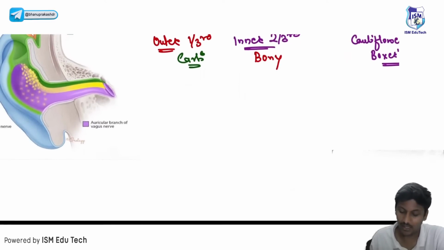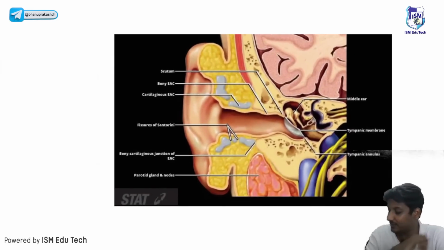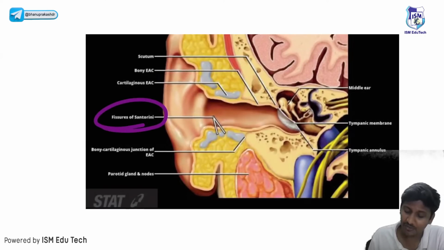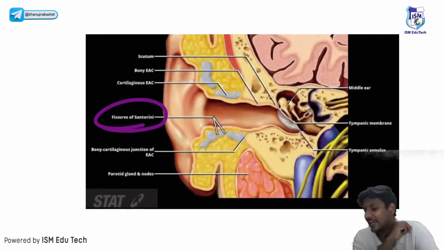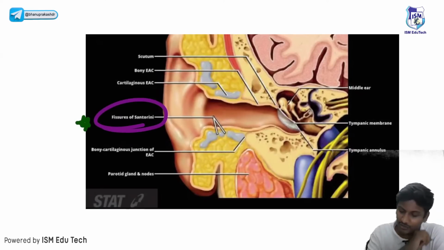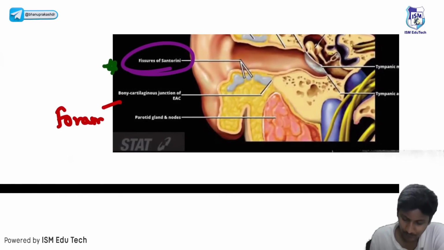Now in this external auditory canal, you will be able to see there are two natural defects. The first one is present in the cartilaginous part, and these are called the fissures of Santorini. You can see these are the two defects in the cartilaginous part. Then one defect is present in the bony part, and it is known as the foramen of Huschke.